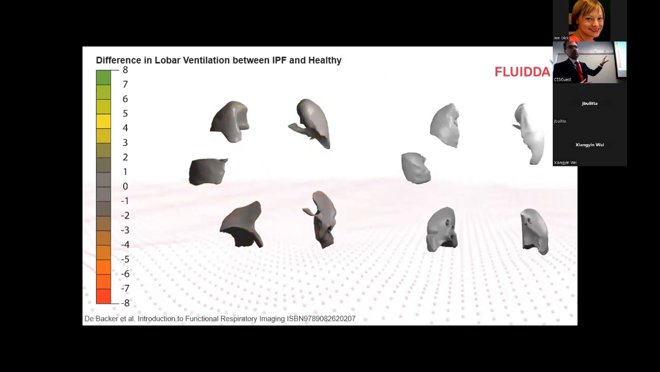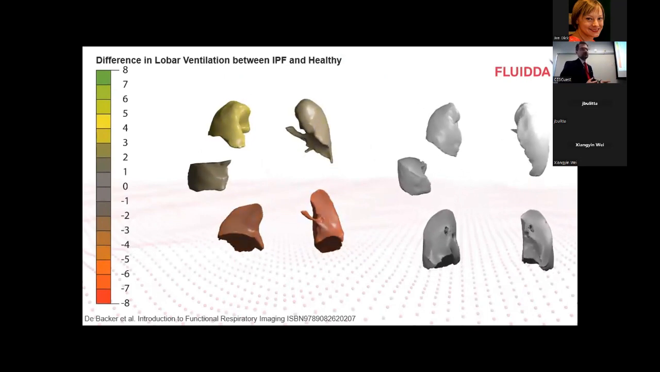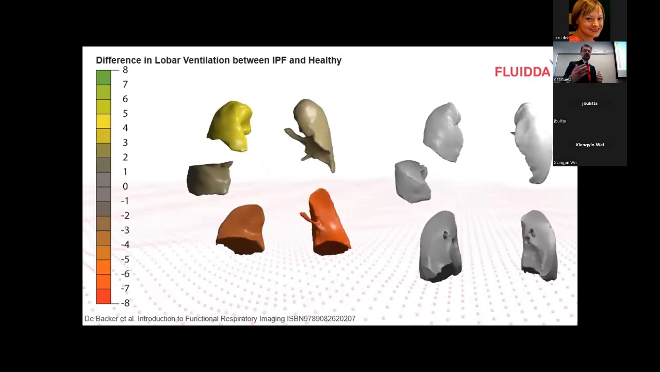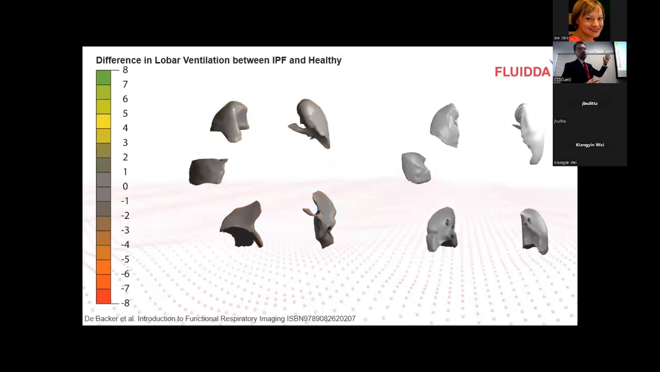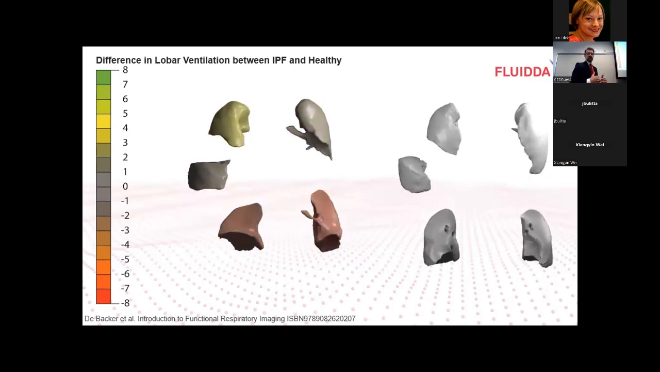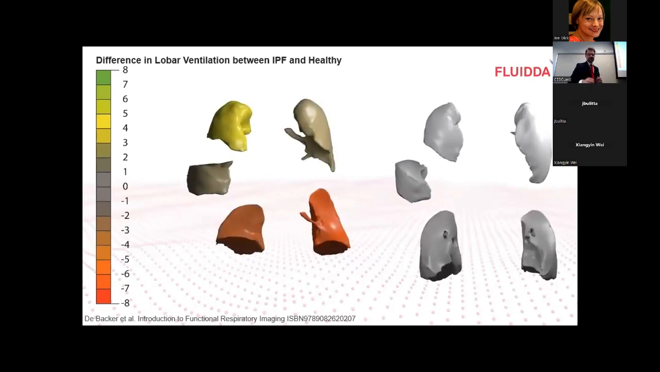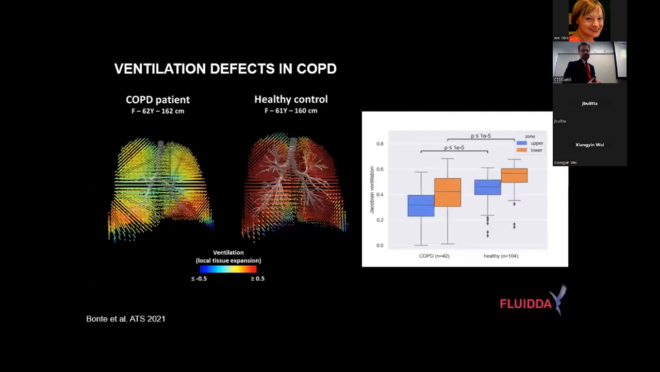And the color codes indicate the change in lobar ventilation. So you can see that those lower lobes are red. They're relatively underventilated compared to a healthy subject. And the upper lobes tend to compensate, so there's more air going to the upper lobes versus the lower lobes. So, ventilation changes on lobar level in idiopathic pulmonary fibrosis.